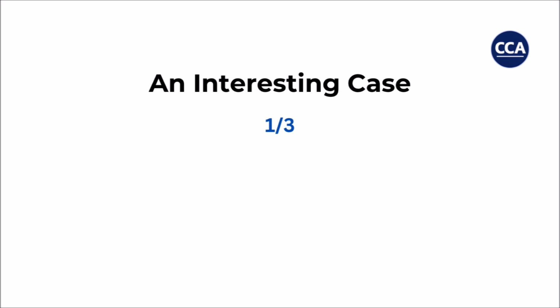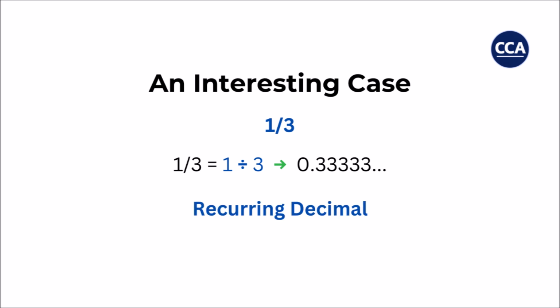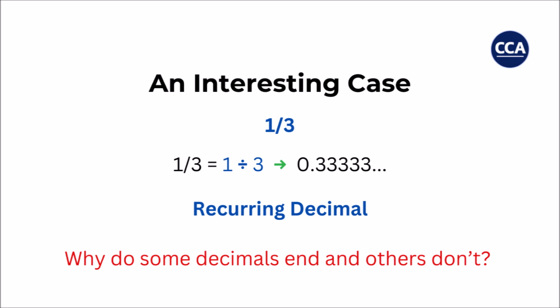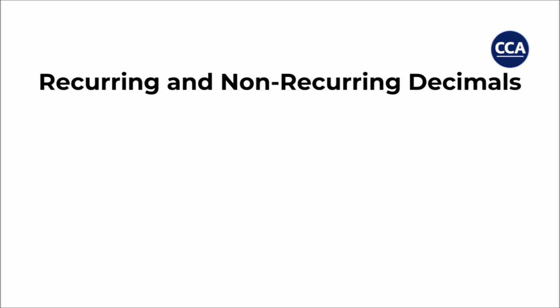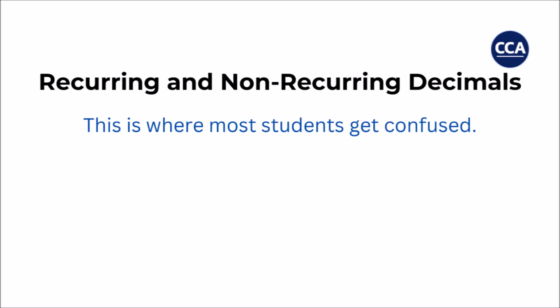But now, here is an interesting case. 1/3, which is equal to 0.33333, it never ends. This is called a recurring decimal. We will study this in detail in the next video, but for now, the question is, why do some decimals end and others don't? Let's take a look at recurring and non-recurring decimals. This is where most students get confused.